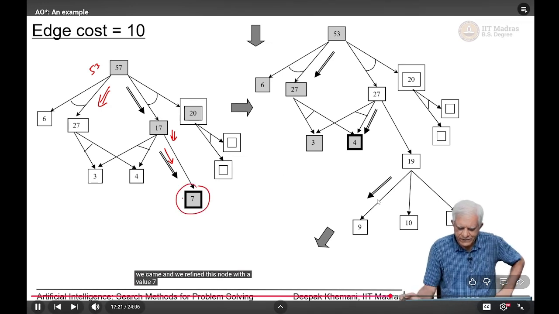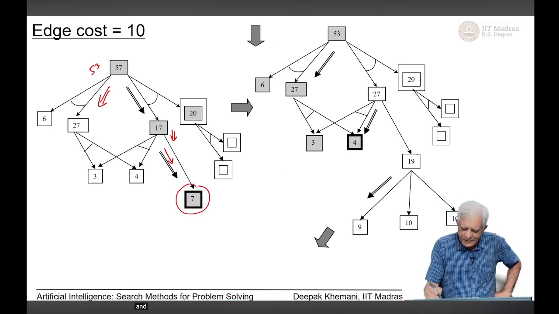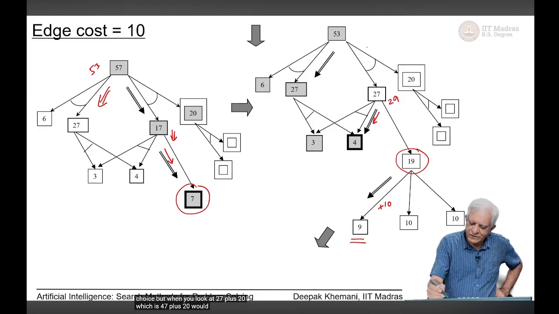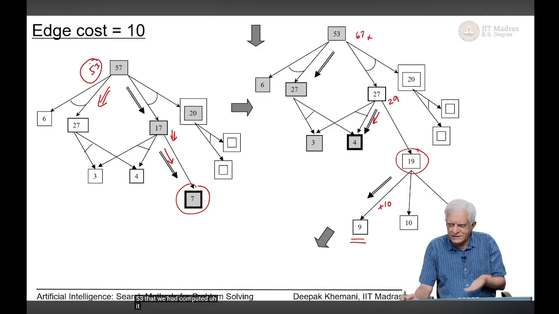We defined this node with a value 7, and its value has gone up to 19. Why is that? Because the best choice below that is 9 plus 10, that's 19. So this would be 29, which means this 27 has become the best choice. But when you look at 27 plus 20, which is 47 plus 20 would be 67, that is not the best choice. So this 53 that we had computed, it switches back to that.